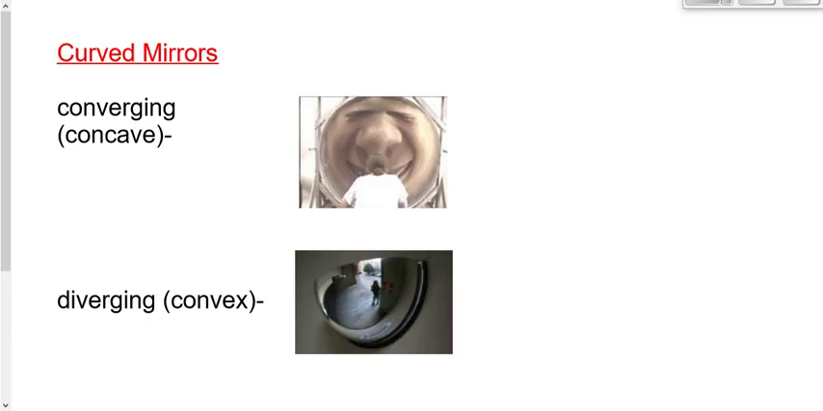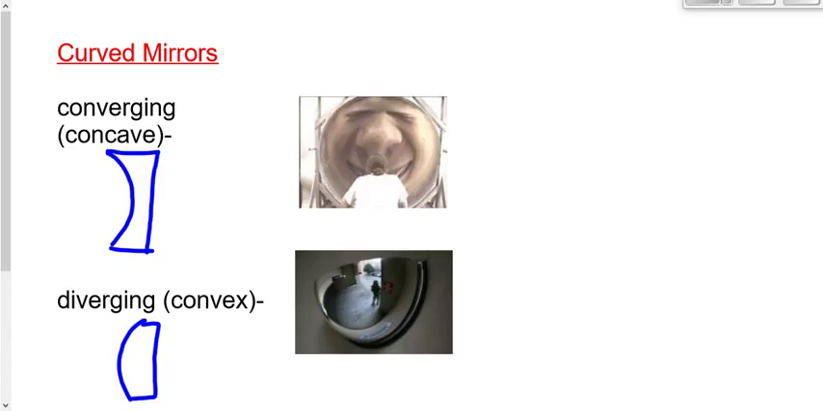Now, notice that a converging mirror is also known as a concave mirror. So a converging mirror is thinner in the middle than it is at the edges. That's opposite to lenses. A converging lens was a convex lens. Converging lens, convex, converging mirror, concave. Diverging lens was concave. Diverging mirror is convex, thicker in the middle than it is at the edges.